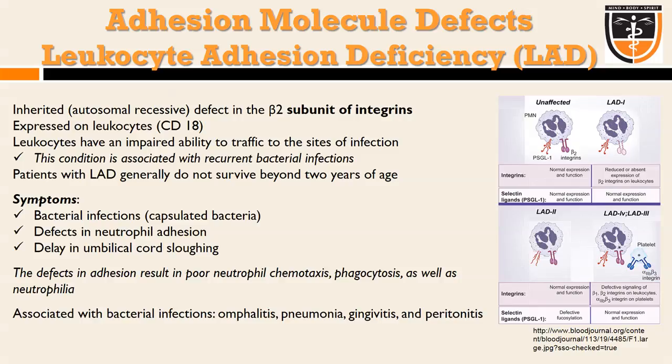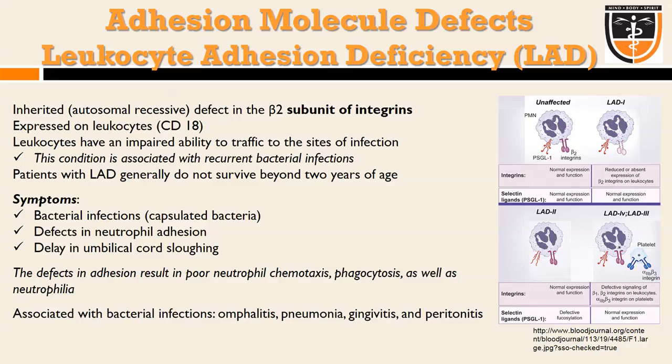So what is the characteristic of this? Leukocytes have an impaired ability to traffic to the sites of infection. You remember integrins. What do integrins do? Who do they attach to? Integrins, not selectins. They attach to immunoglobulin members.